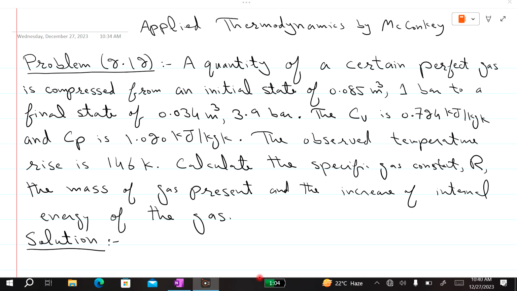In this lecture, we are solving problem 2.12, the last problem of chapter number 2. A quantity of a certain perfect gas is compressed from an initial state of 0.085 cubic meter, 1 bar. It means that initial volume and initial pressure are these values, to a final state where the final volume is 0.034 cubic meter and final pressure is 3.9 bar.